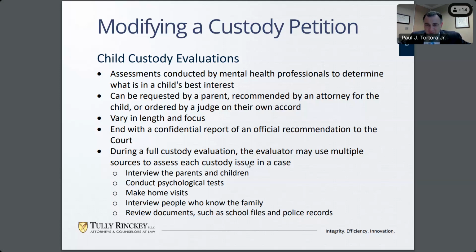How long the evaluation is and what it covers varies depending on the case. At a minimum, they will usually interview both parents and the children. They can conduct psychological tests. They can talk with teachers, school personnel, visit homes. They can interview people who know the family. They can basically, depending on the case, conduct a full investigation. At the end, there is a confidential report that's submitted to the court, so the court would be able to use that in its determination. It's not determinative. It is one factor to be weighed, but it's something that the court will take pretty seriously.